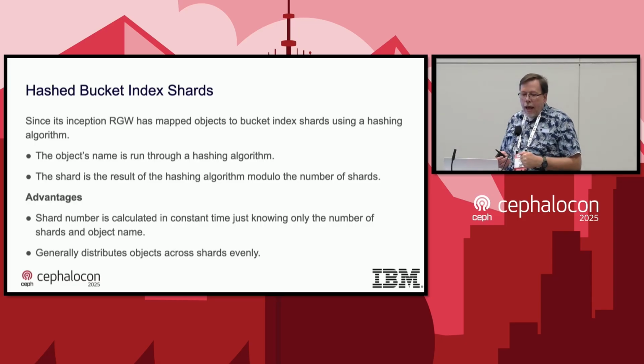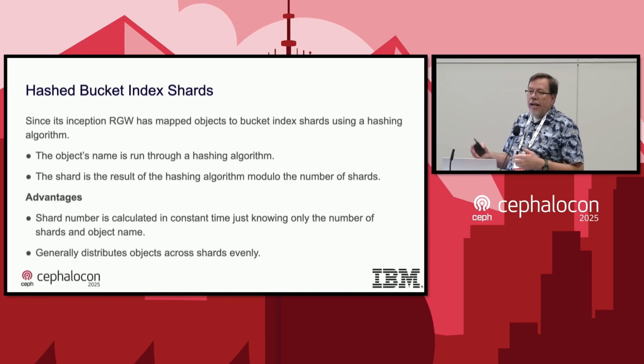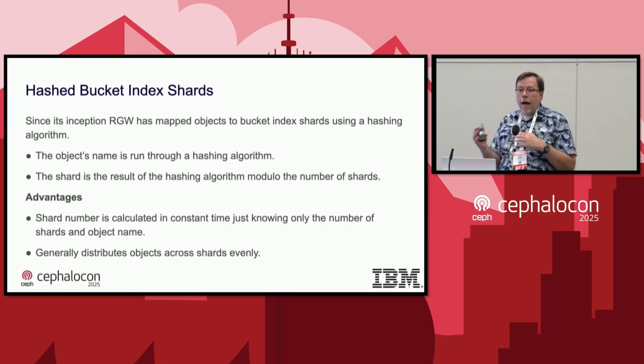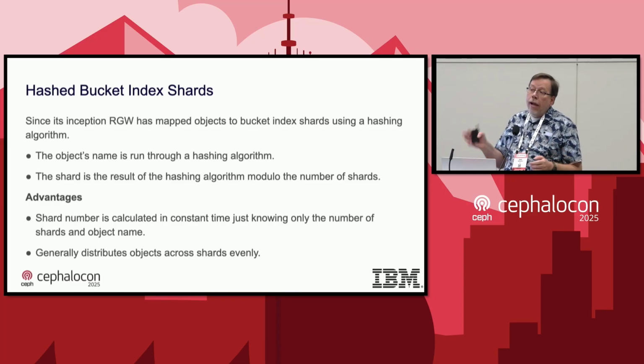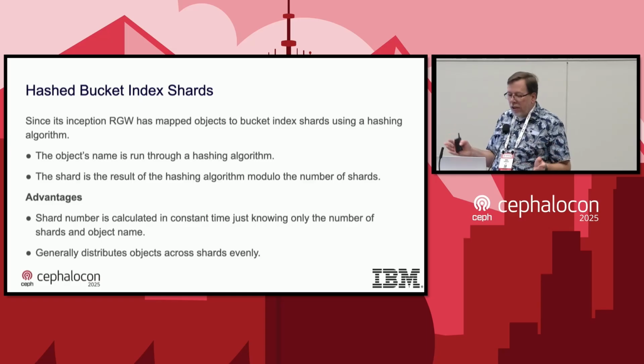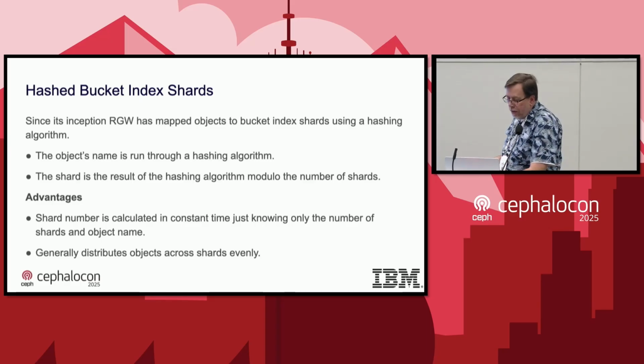Okay? There are some really nice advantages to this particular technique. The shard number is calculated in a constant amount of time, and all we need to know is the number of shards and the object's name. And generally, it distributes the object names across the shards relatively evenly. That can change under versioned buckets, but in the unversioned case, it tends to spread everything out relatively easily, which has other advantages.